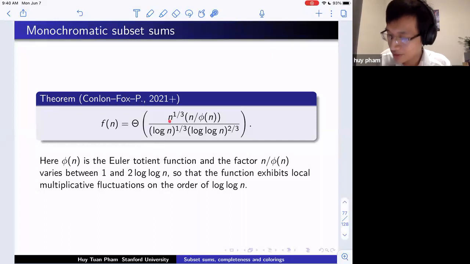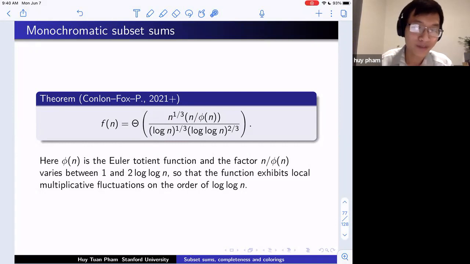That's n to the 1/3 times log n to the 1/3 over log n to the 1/3. So that upper bound is tight whenever phi of n achieves essentially its maximum value, so when n has many small prime factors. But when n doesn't have many small prime factors, it is not tight, by some fluctuation of order log n. So we also see that f of n is not monotone. It has multiplicative fluctuation on the order of log n.